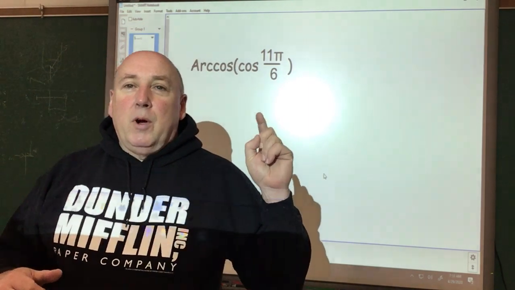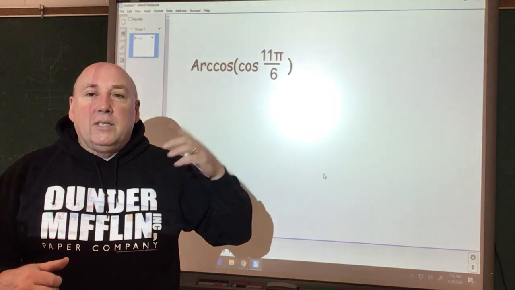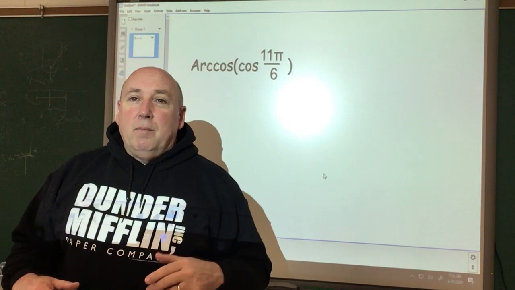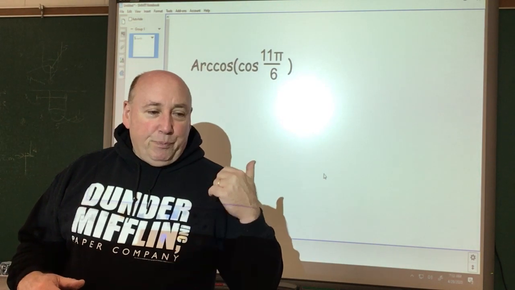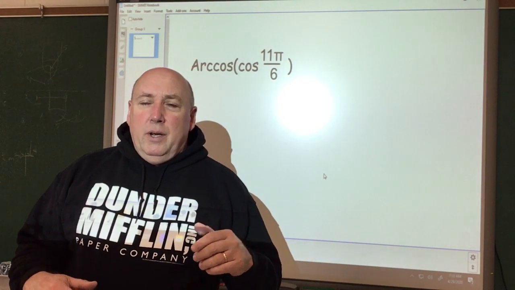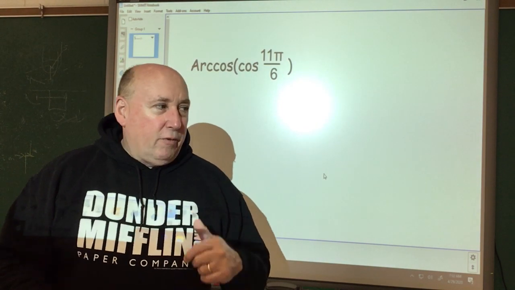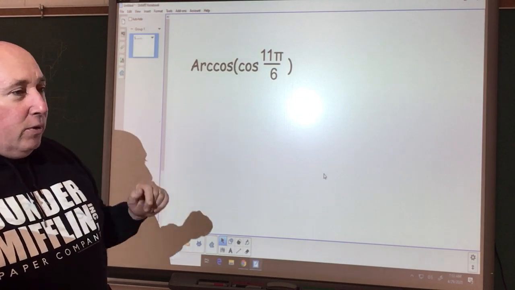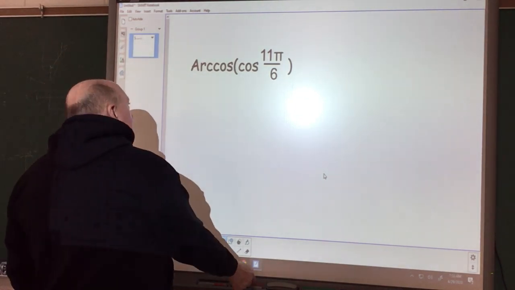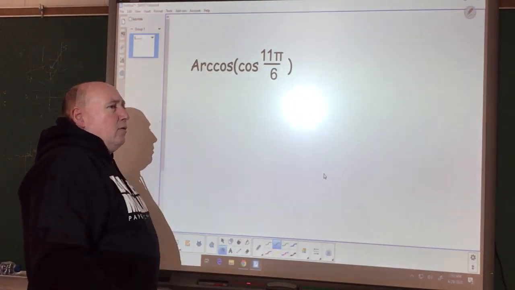The one question I'm going to go through today is one that I botched up. It was me. It's all on me. I botched it on the one evaluation we did after the notes for the arc trig functions. Had a couple questions about it. We'll take a look at it. The arc cosine of the cosine of 11 pi over 6.